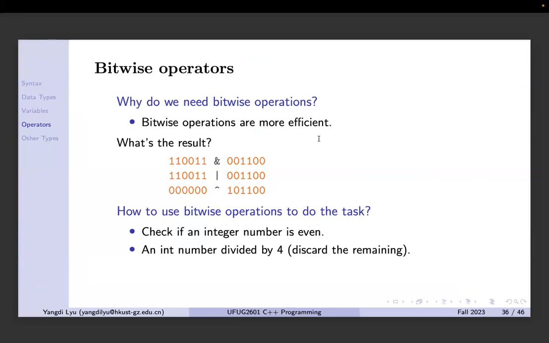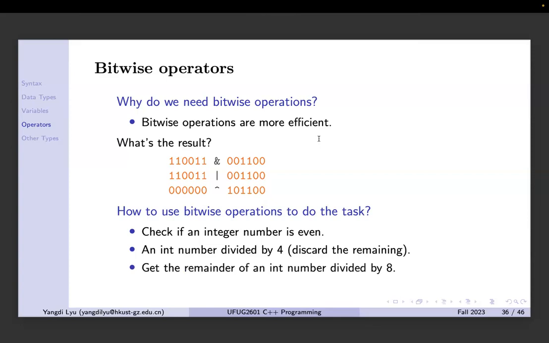An integer number divided by 4, how to do it? Divided by 4, discarding the remainder. How can we use bitwise operation to divide by 4? Remember, left shift means multiply by 2. How about right shift? Right shift means divide by 2. So if you want to divide by 4, right shift 2. Right shift 2 means divide by 4.